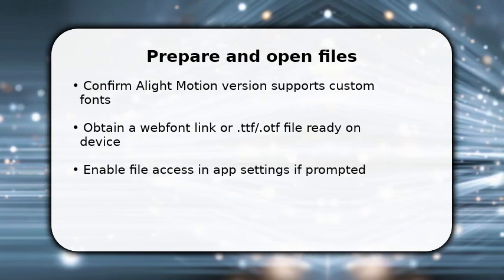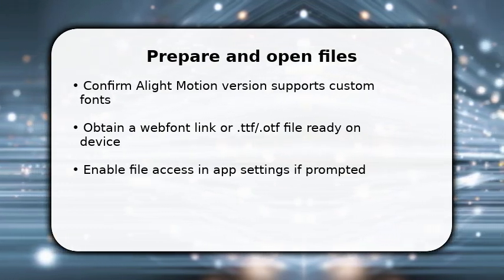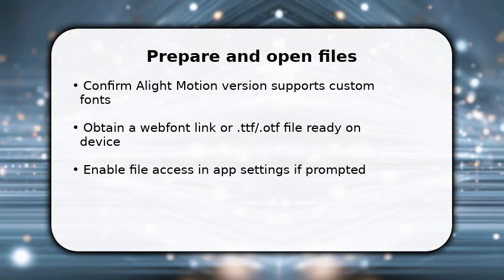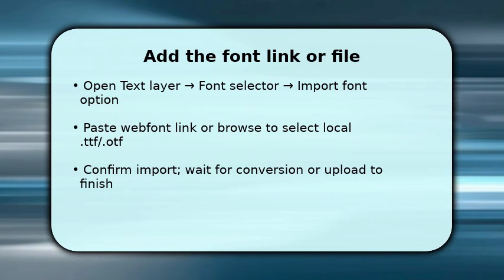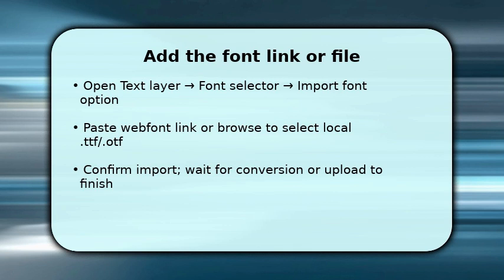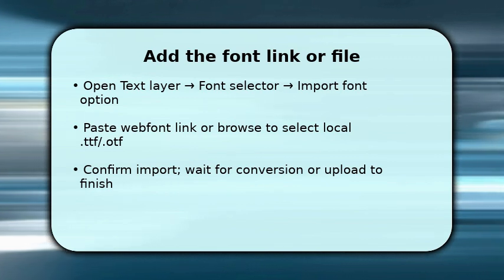Make sure your internet is stable if you're pasting a web font link and that the file is downloaded if using a local font file. Now import the font. Open the text layer, tap the font selector, then choose Import Font or Add Custom Font. If you have a web font link, paste it into the URL field and confirm. If you have a file, browse your device and select the TTF or OTT file.